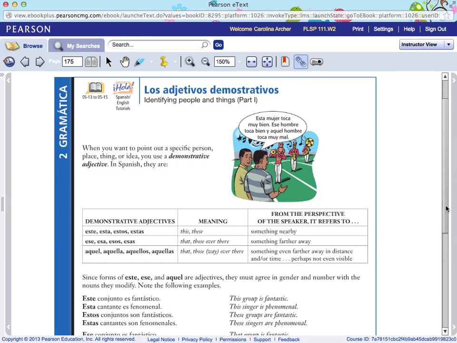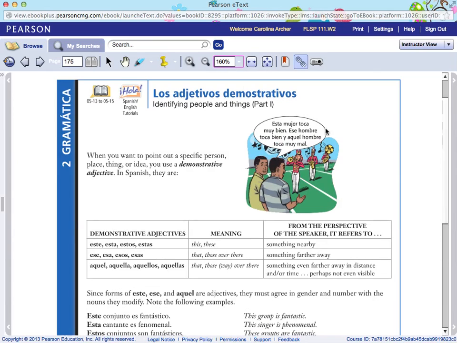And these are adjectives because they go together with nouns, okay? When you want to point out a specific person or a place or a thing or an idea, you use a demonstrative adjective, okay? Like this and that and these and those, all right? For example, esta mujer toca muy bien. Ese hombre toca bien. Y aquel hombre toca muy mal. Okay, so this one here, that one, and that one over there, okay?